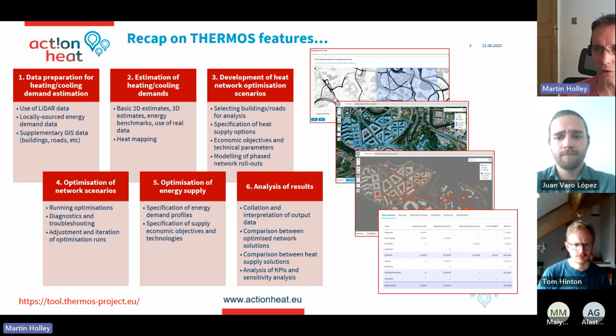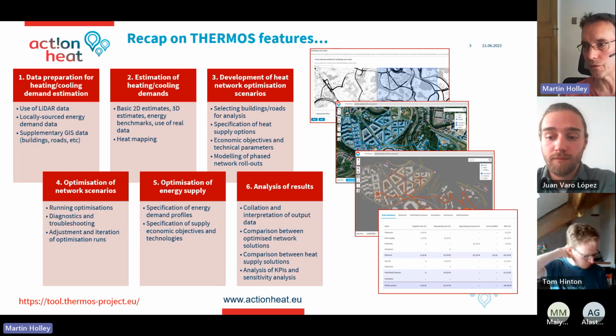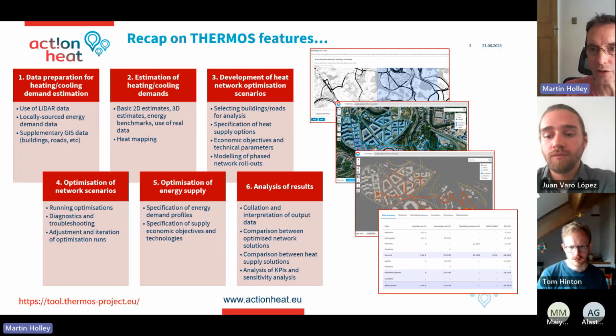The other feature, which we'll talk about in more detail now, is the optimization of the energy supply. And then, of course, with THERMOS, you've got the results that it produces, and there are several options of how you analyze those, and the format they take depends on what they're being used for. But there's a lot of flexibility there.